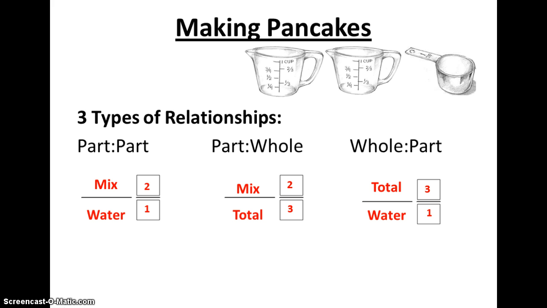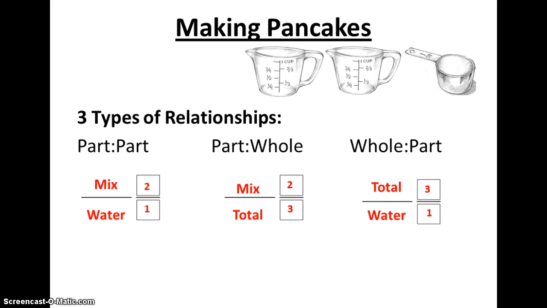One of them is a part-to-part relationship. That's the first you see there. When we talk about a part-to-part, we would be talking about the mix being compared to the water. So here we have 2 cups of mix to our 1 cup of water. So that part-to-part relationship would be 2 to 1.